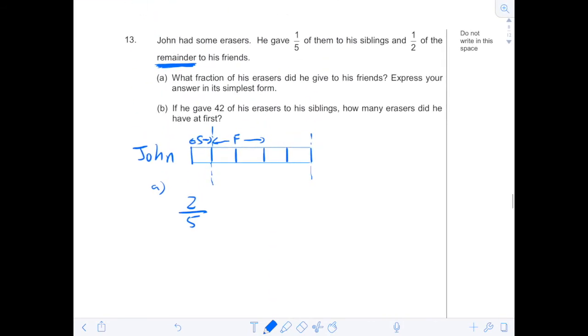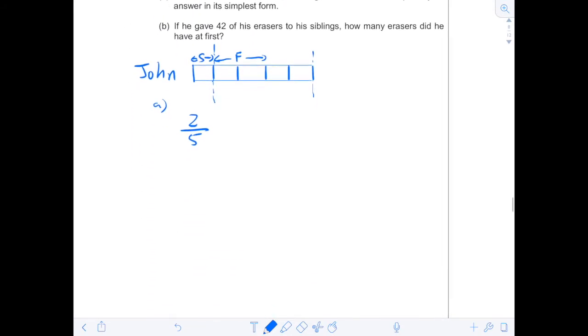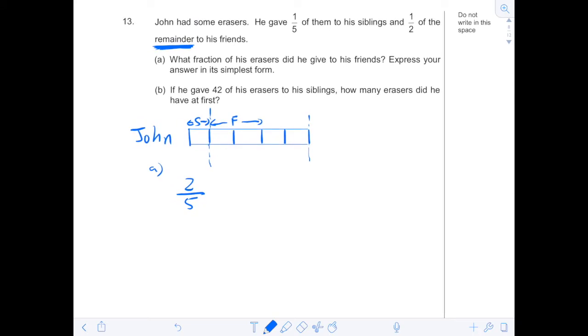Take note, 4-mark questions. Always remember to have your final statement, 4 and 5-mark questions. Of course, I didn't do it here because I'm trying to save time. I don't want this video to be too long. So you got 2/5 for part A.